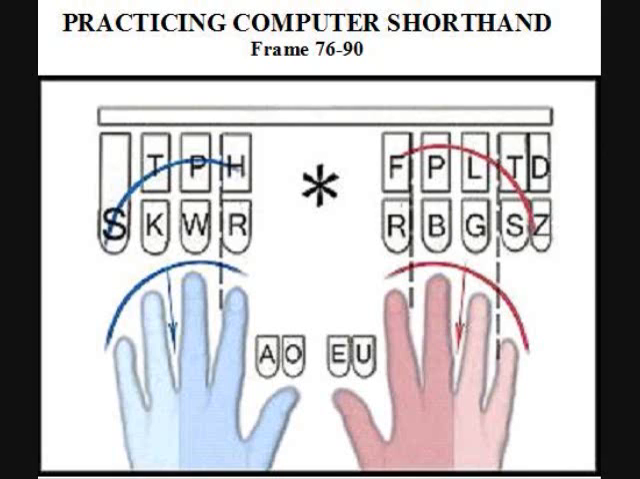Frame 77 is just some miscellaneous strokes that occur on the left hand that are used quite a bit. So we have the question mark, plaintiff attorney, and defendant attorney.